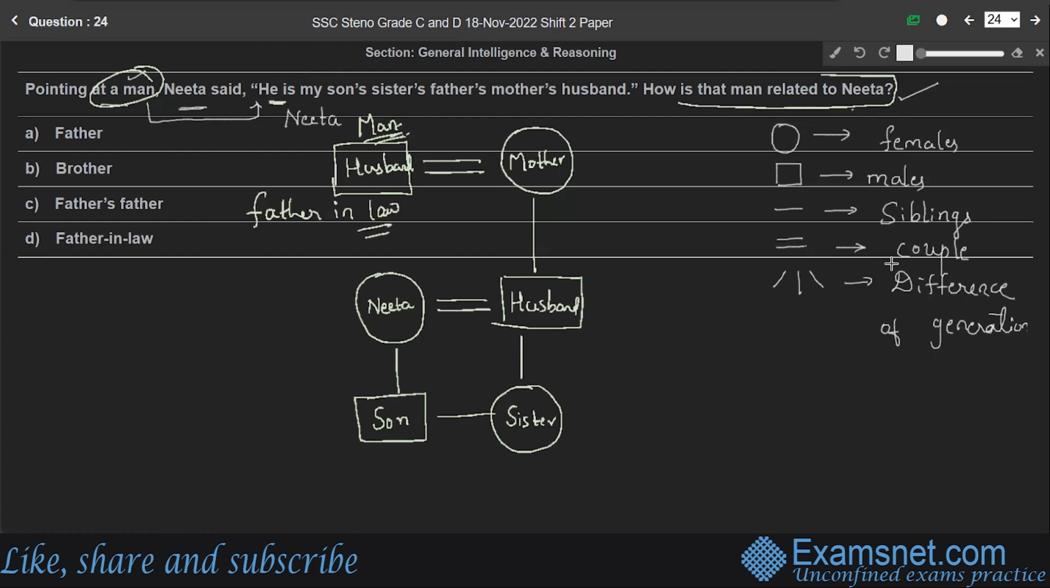Husband's father. This man becomes Neeta's husband's father. Mother's husband means father. Therefore, to Neeta, this man is related as a father-in-law. Option D is the right answer.